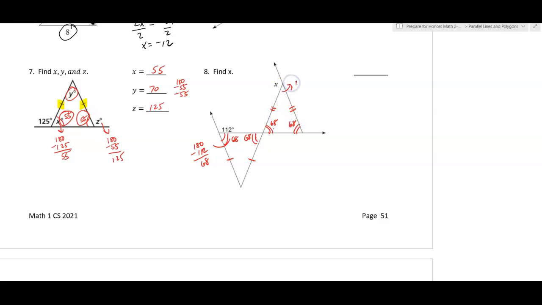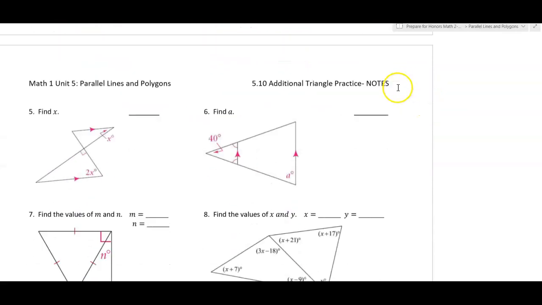Now I can go ahead and find this by doing 180 minus 68 minus 68, right? And that gives you 44 degrees. And now x would be 180 minus 44, which is 136 degrees. I could also use the exterior angle theorem on that one if I wanted to, by saying x is equal to 68 plus 68, which would be 136.